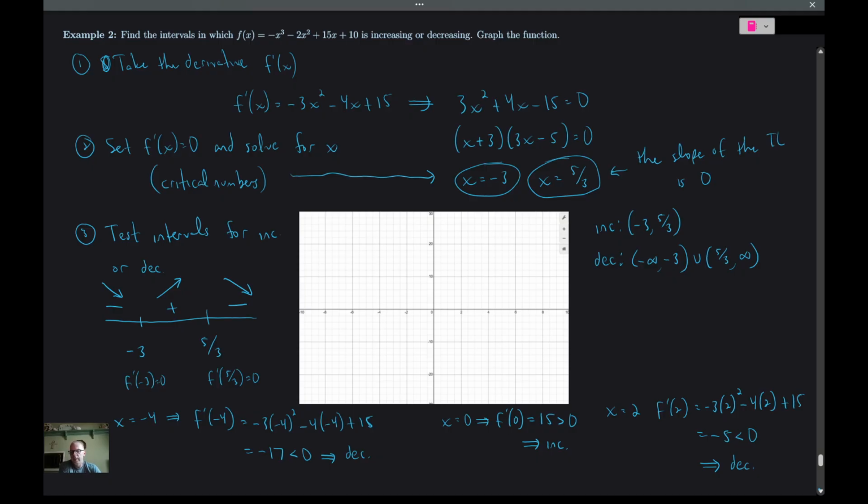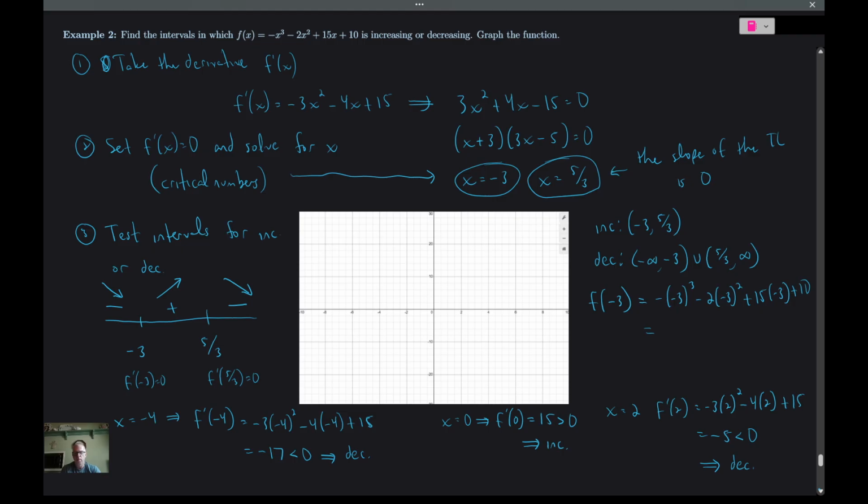Because we know where it's increasing and decreasing. Now all we need to do is find the function values at the critical points. So let's find f of negative 3. Now we're looking at the function, so I'll write this in just so we're clear we're using the function, not the derivative. Squared plus 15 times negative 3 plus 10. And let's see what we get.